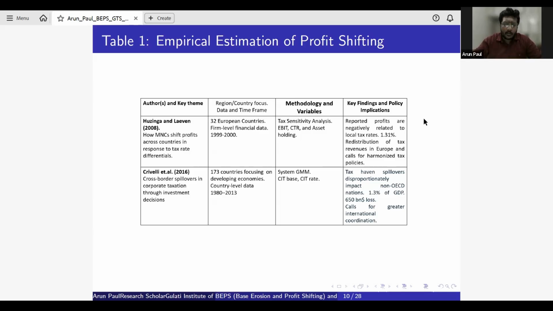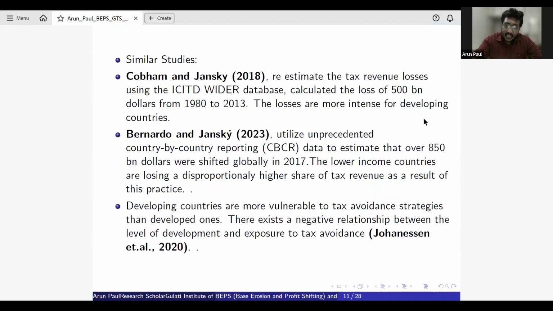In the context of developing economies, Beer and others in 2016 studied the cross-border spillovers of corporate taxation through investment decisions, and they found that 1.3% of world GDP is affected by profit shifting, and they estimated a loss of $650 billion. And again, they called for greater international coordination, not a country-wise solution, but greater international policy action regarding this. And Cobham and Jansky re-estimated the earlier study and calculated a lower estimate of $500 billion.